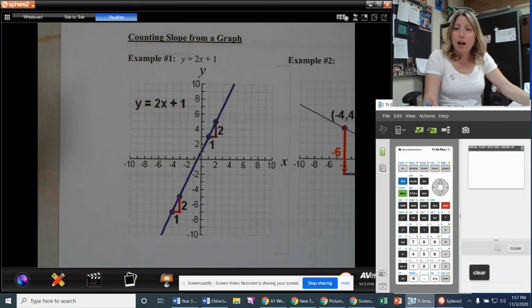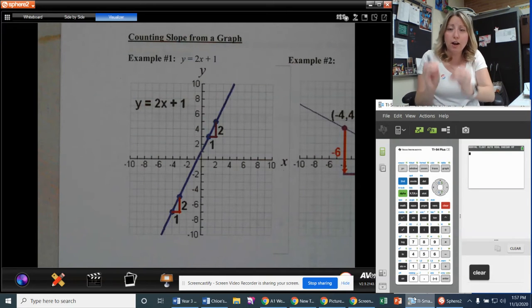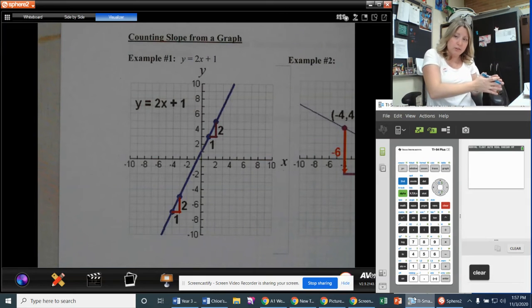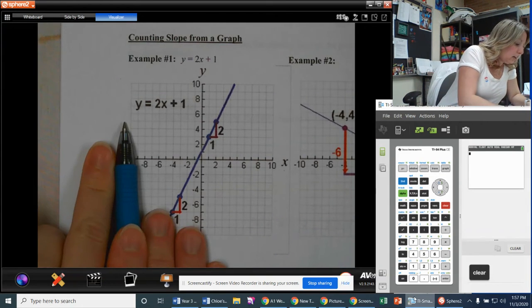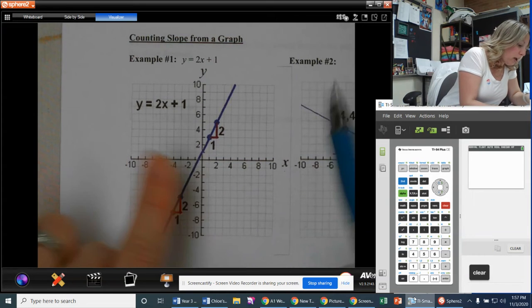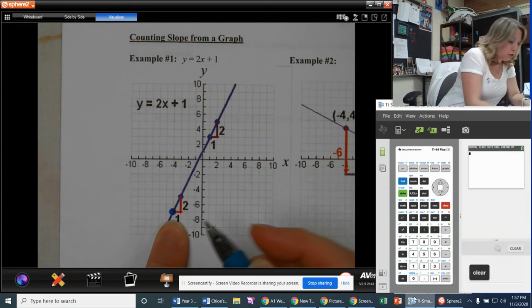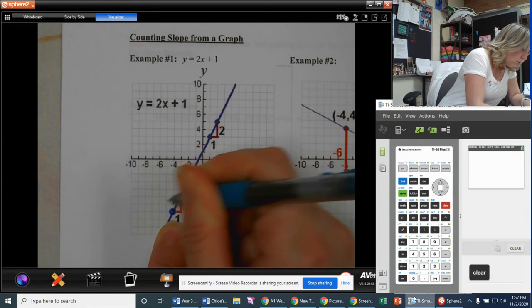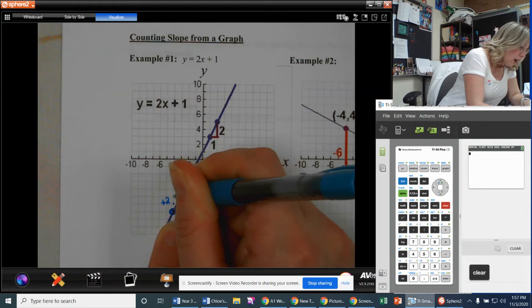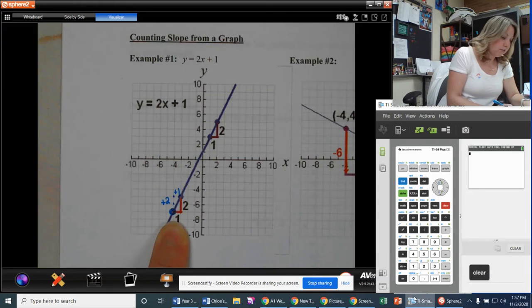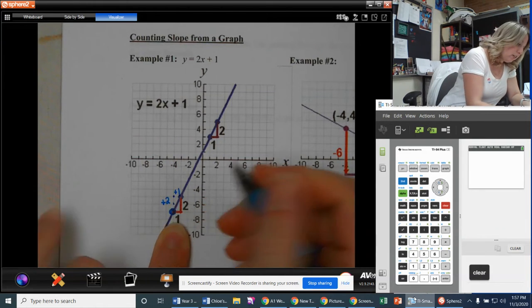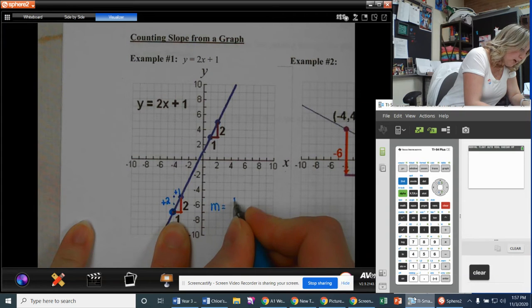And like I said, I always count a specific direction so that I get my sign on my slope correct. So when I'm looking left to right, the first point I see left to right is where I'm going to start. I always count my up and down first. So I'm going to go up 2, so that's a positive 2 move, and then right 1, that's a positive 1 move. So my slope is positive 2 over positive 1.